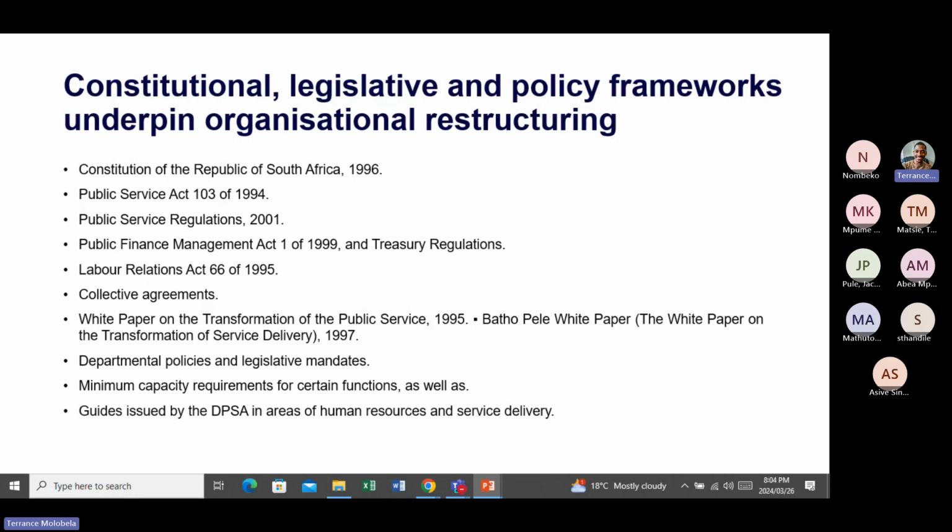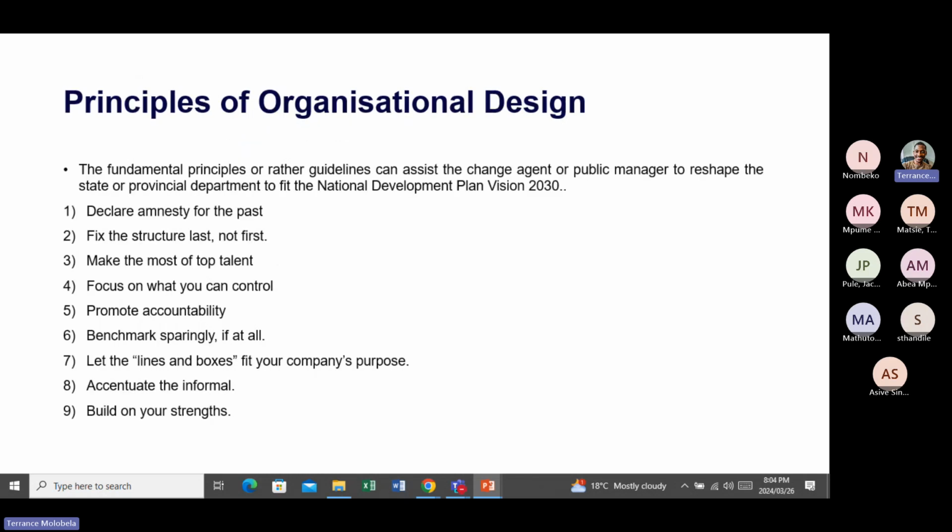So we also have the white paper on the transformation of the public service. It's formally known as the Batho Pele principles, the 8 principles of Batho Pele. I believe now we're at 11. For those that are in government, they know what I'm talking about. We've added those principles. They're no longer 8, but for the matter of our class, you can still look at 8. For more, you can look at the 11 or 12. I'm not sure, but they keep on adding, based on what public service is all about. So departmental policies and legislative mandates are normally designed by the DPSA, the Department of Public Service and Administration. They also deal with minimum capacity requirements for certain functions. So these are some of the legislative frameworks that you need to understand and be so good at remembering.